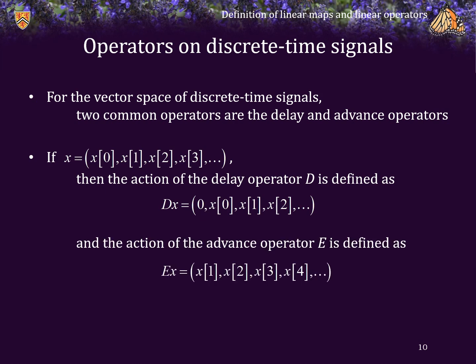Similarly, the action of the advance operator is to now have the reading at time t1 in the location for the initial reading at time t0. So we are advancing the signal in time. So now we start with the actual signal value at time t1, then t2, then t3, and so on and so forth.